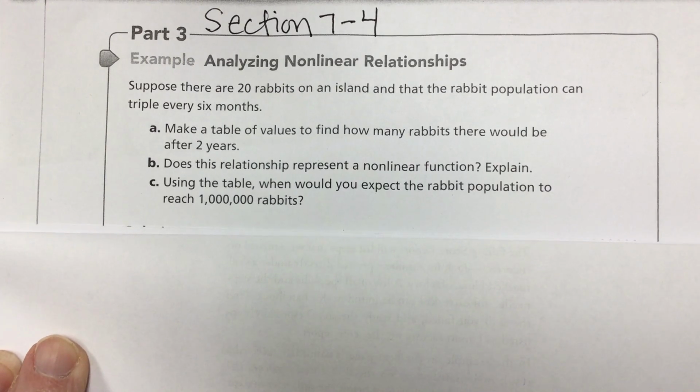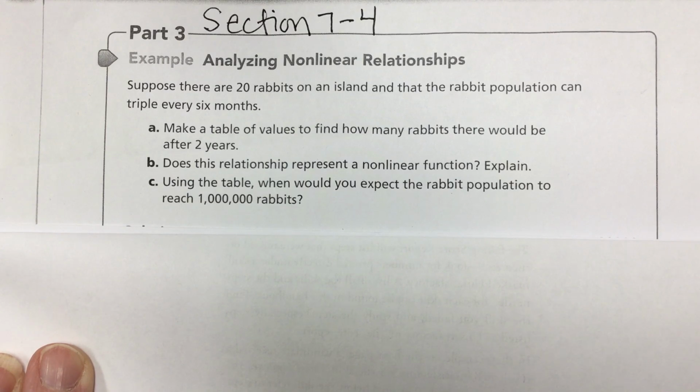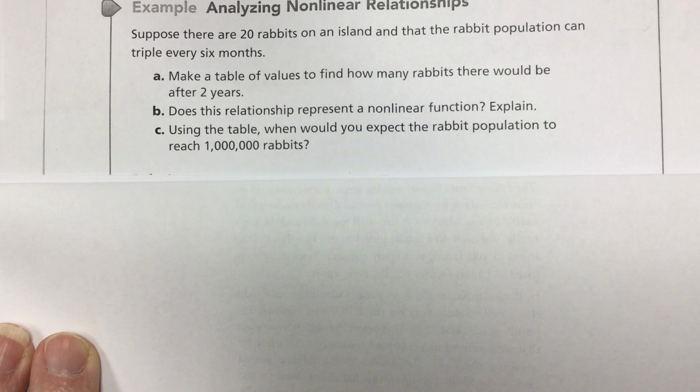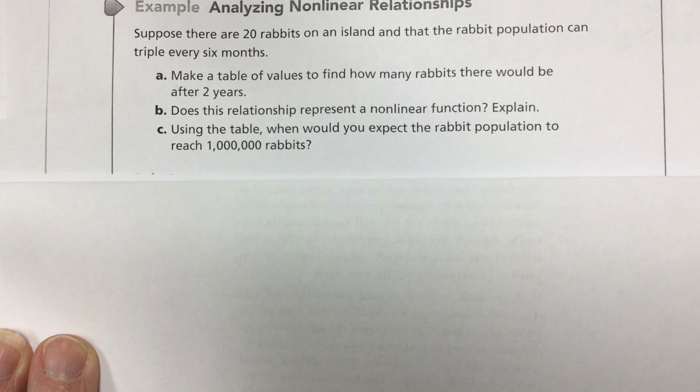Section 7-4, Part 3, Analyzing Nonlinear Relationships. Suppose there are 20 rabbits on an island and the rabbit population can triple every 6 months. A part, make a table of values to find how many rabbits there will be after 2 years.